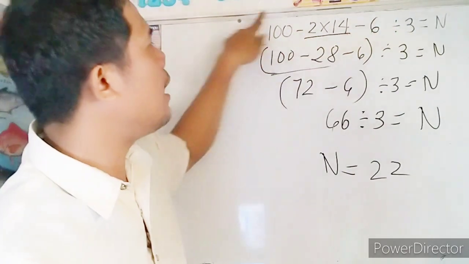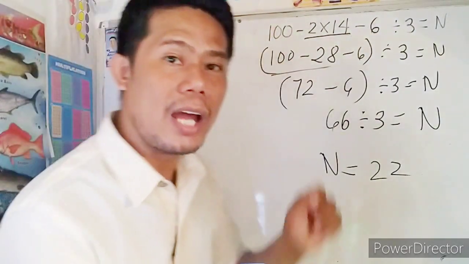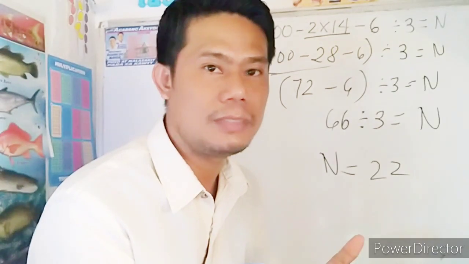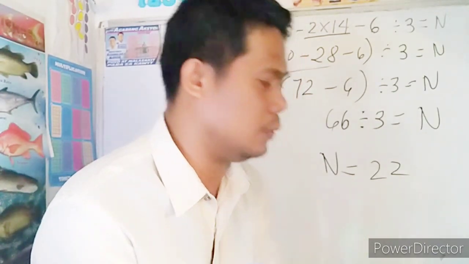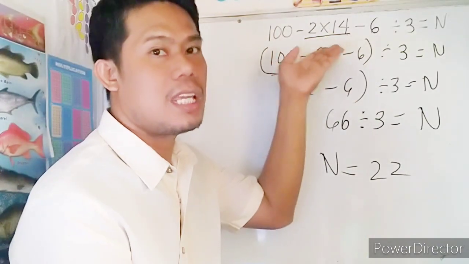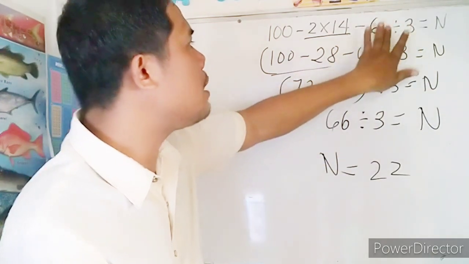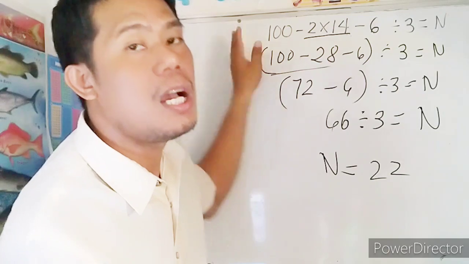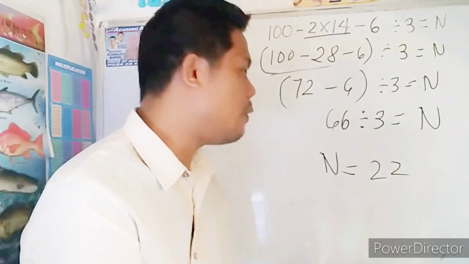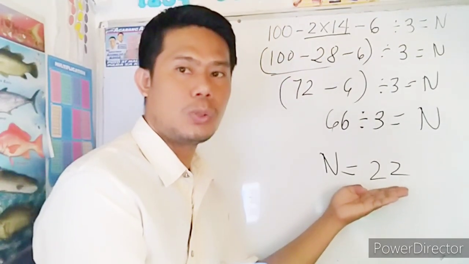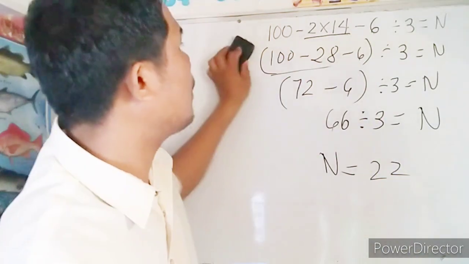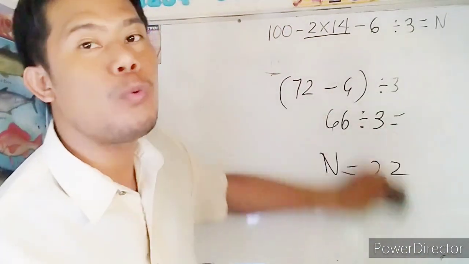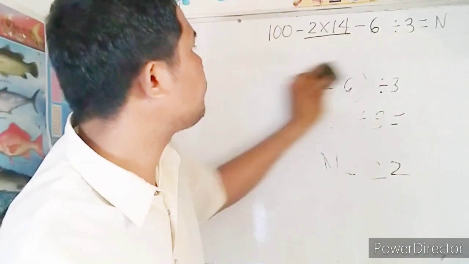Now, if we are going to omit or delete the parenthesis here, class, is our answer the same? No. So let's find out. If I am going to omit or delete the parenthesis here, our answer is different from 22. So let's find out. Right. By following the PMDAS rule.